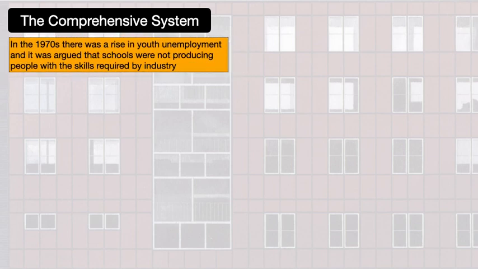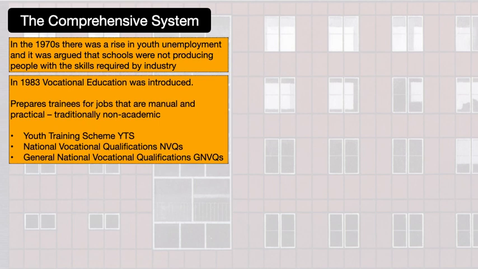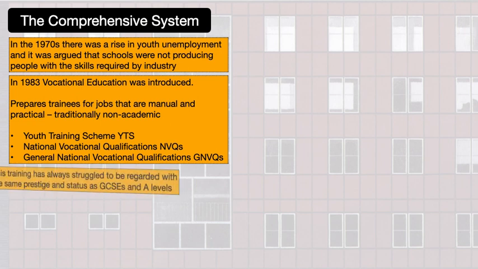In addition to the things that were laid out in the 1960s, in the 1970s the government had to deal with a rise in youth unemployment, and it was argued that schools were not really producing people that had the skills that were necessary by industry. So in 1983, vocational education was introduced. And the idea was to prepare trainees for jobs that are manual and practical, the traditionally non-academic subjects. So there are things like the Youth Training Scheme, the YTS, National Vocational Qualifications or NVQs, and then other bigger qualifications, the General National Vocational Qualifications or GNVQs.